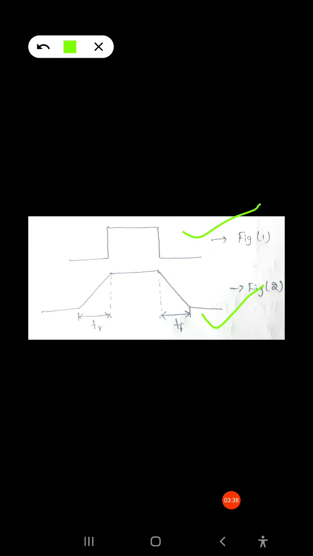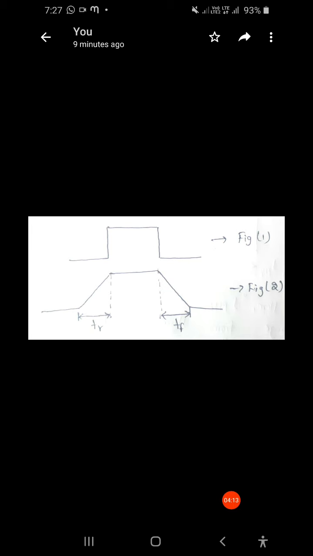The rise time and fall time of a CMOS circuit depend on the on-transistor resistance and the load capacitance. If the capacitance is small, the transition time decreases. If the capacitance is high, the transition time increases. So it depends on the on-transistor resistance and load capacitance. That is regarding transition time.